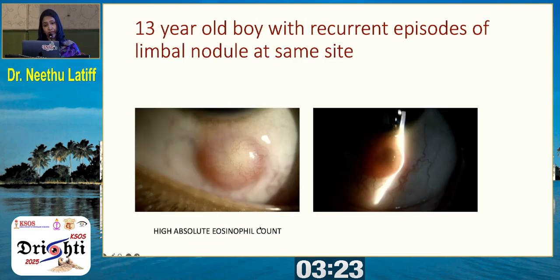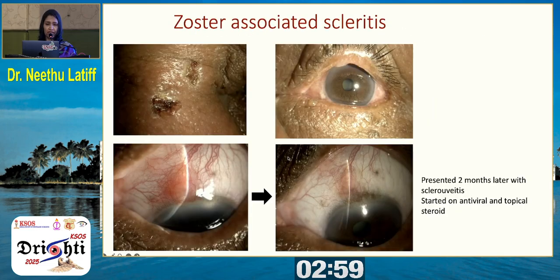And this is a 13-year-old boy with recurrent episodes of limbal nodule at the same site, in the inferior side. When it comes to scleritis or episcleritis, you see the nodules mostly in the temporal or the nasal side. But this patient had an inferior nodule without any pain. It was recurring. While using topical steroids, it goes off and then comes back again. And he had a high absolute eosinophil count. We did a biopsy, and it was a trematode infestation.